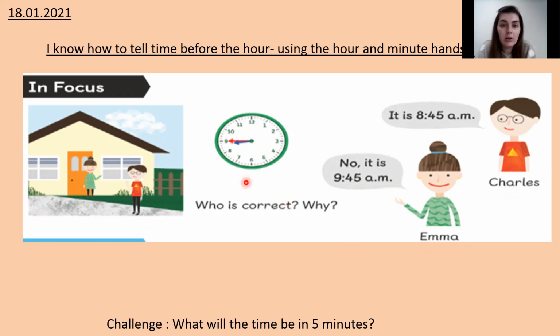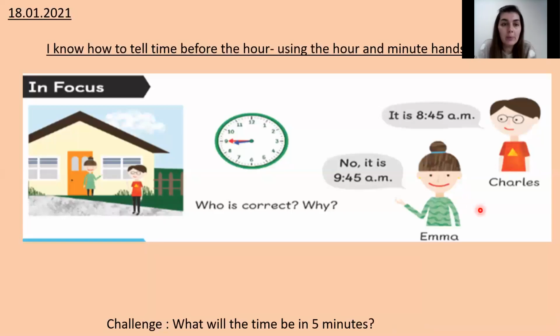It shows a clock with a time on, and then there are two children. Charles says it is 8:45 and Emma says nope, it is 9:45. Who is correct, and explain why? Now, if you finish that, there is a challenge to tell us what the time will be in 5 minutes.